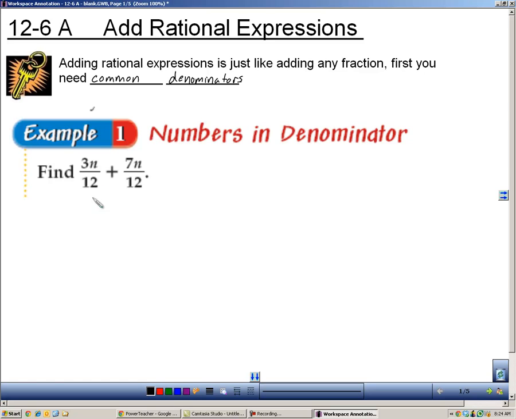We have some expressions, but they do have common denominators. And you know that when you have fractions with common denominators, all you have to do is add or subtract the tops and leave the bottom as the common denominator. So 3n plus 7n is 10n. Now because you're multiplying, because you're left with nothing but factors, you can cancel. 2 goes into 10 5 times and into 12 6 times. So the answer here is 5n over 6.